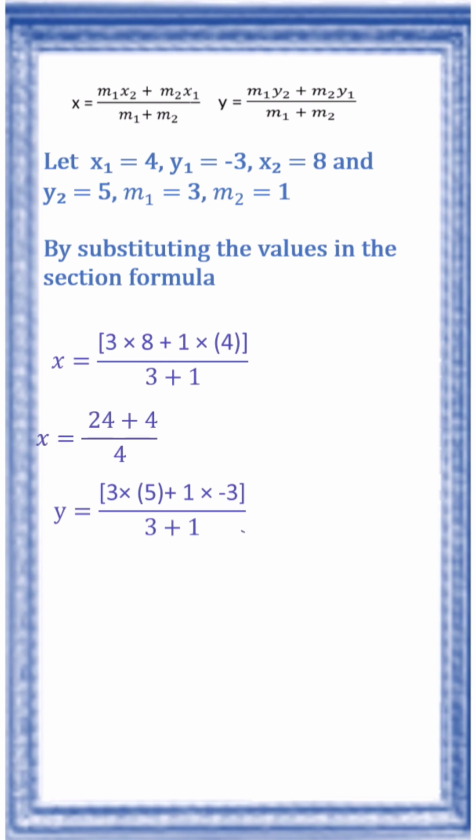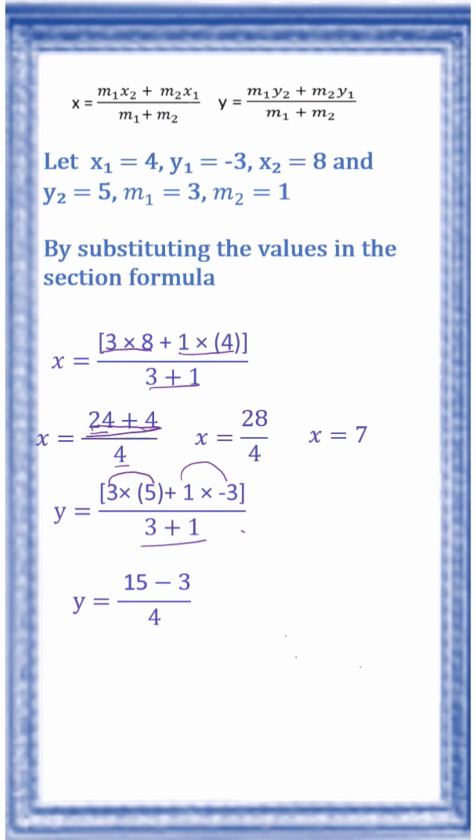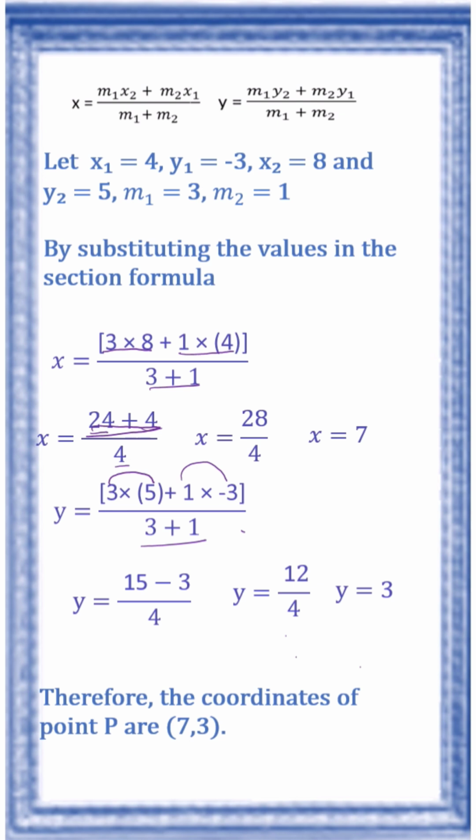Here x is equal to 8 into 3, that is 24, 4 into 1, that is 4, 3 plus 1, that is 4. That is equal to 24 plus 4, 28 by 4. 4 sevens are 28, so x is equal to 7. Now let us find the value of y. 3 into 5, 15. 1 into -3 is -3. 3 plus 1 is 4. 15 minus 3 is 12. 12 by 4. So y is equal to 12 by 4, that is equal to 3. Therefore, the coordinates of the point P are (7, 3).